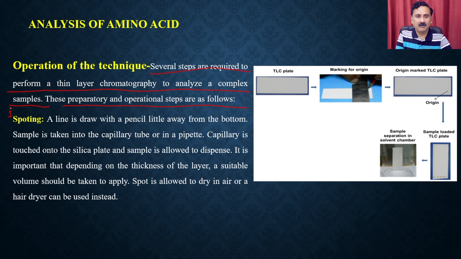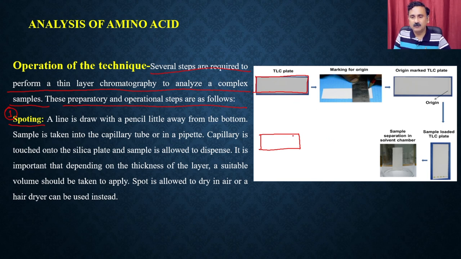In step number one, you are going to make the spotting. But before that, you first take a thin layer plate. What you see here is the TLC plate. Once you take the TLC plate, you cut it as per the number of samples you are going to place, width-wise, and its height is going to be as per the chamber of your TLC plate, because you are going to run it in a chamber.